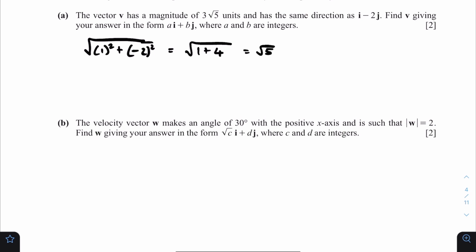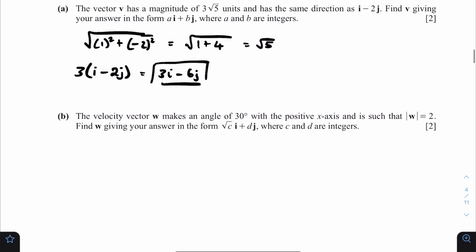So given that vector v has a magnitude of 3 root 5 units, we can just multiply i minus 2j by 3. So we get 3 times i minus 2j, which is equal to 3i minus 6j, and that's our vector v. So a is 3, b is negative 6.